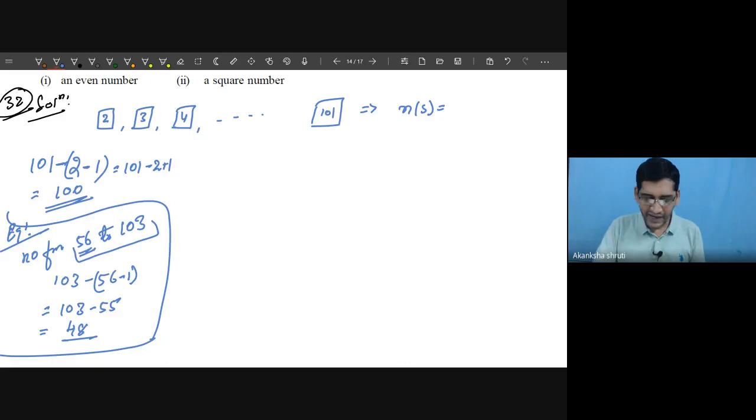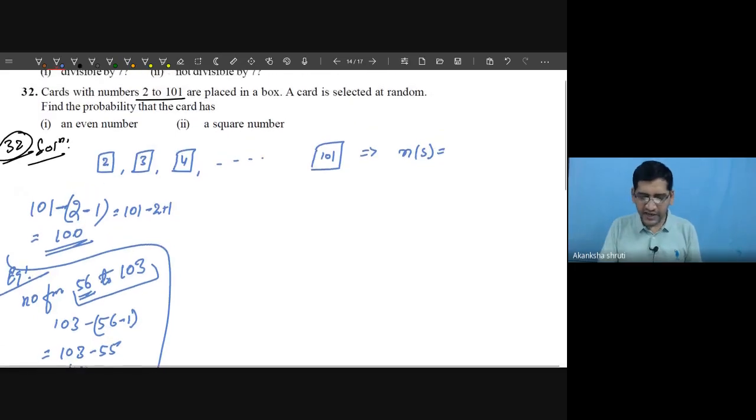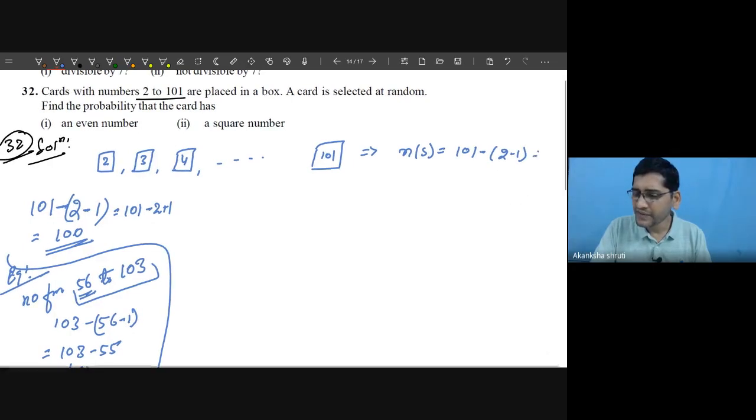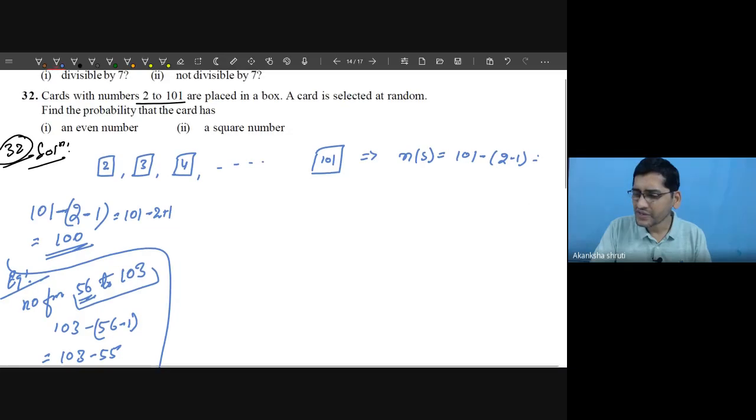So therefore, NS, you just quickly write in such a question NS as 101 minus, it is starting from 2. So 2 minus 1 you shall do. Okay. So it becomes 100. So there are a total of 100 cards, not 101 cards or 99 cards.